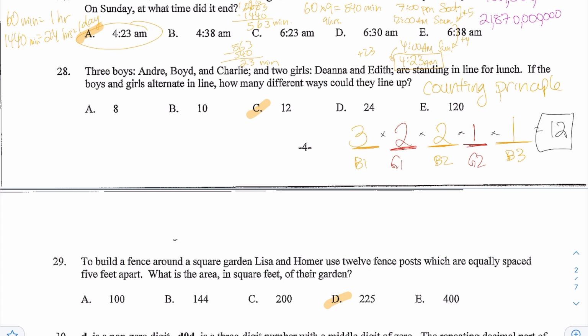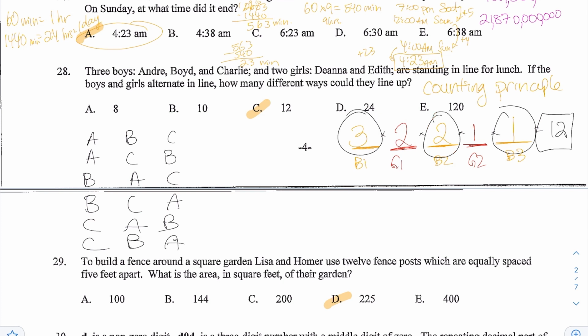You can also write everything out because you can have A, B, C, A, C, B, B, A, C, B, C, A. And then you can also have C, A, B, and C, B, A. Those are the 6 positions for the boys. It's 3 times 2 times 1.